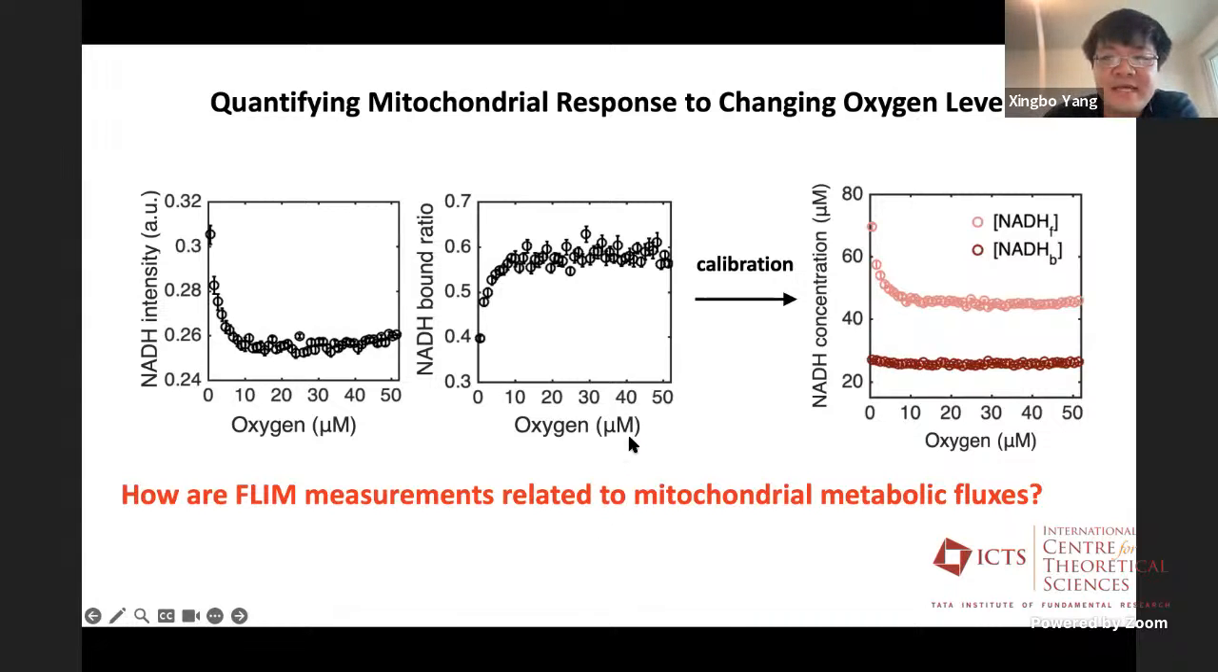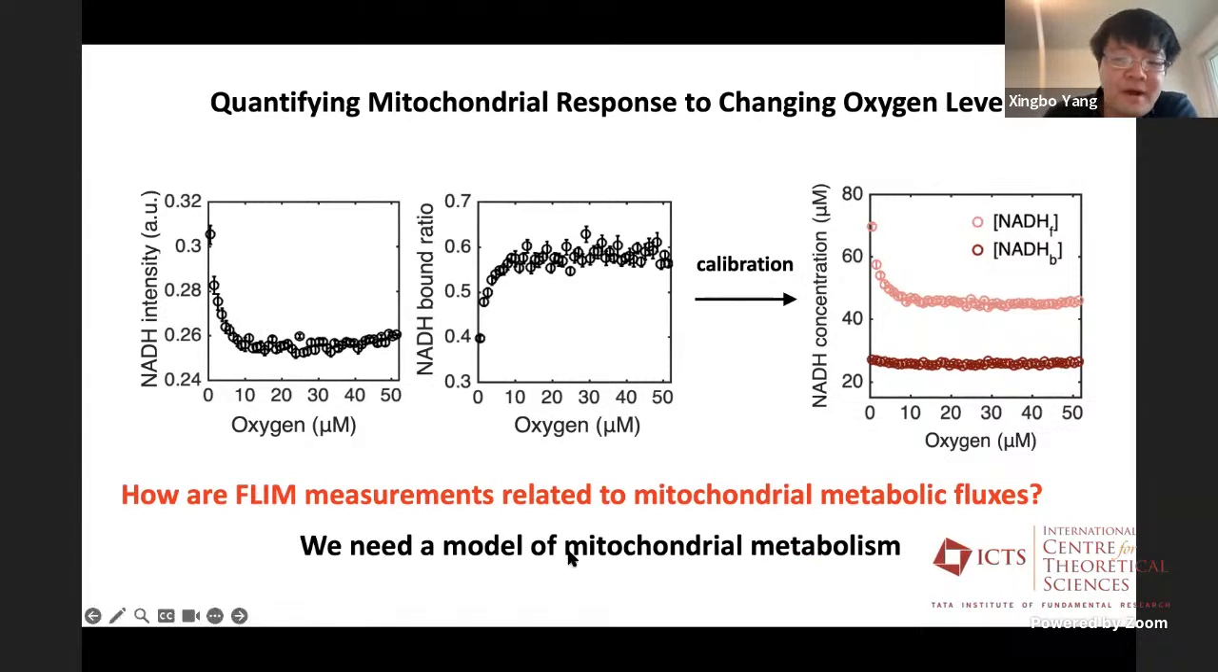So then the question is, how are the free and bound measurements related to mitochondrial metabolic fluxes? Again, because I started by saying metabolic activities are characterized by metabolic fluxes, but now I'm just measuring concentrations. I'm measuring free and bound concentrations, but how are they related to fluxes, right? So go back to our original questions. So that's kind of a challenge, right? We need a model of mitochondrial metabolism. We need to know how the NADH are actually engaging with all the enzymes, and so on and so forth.